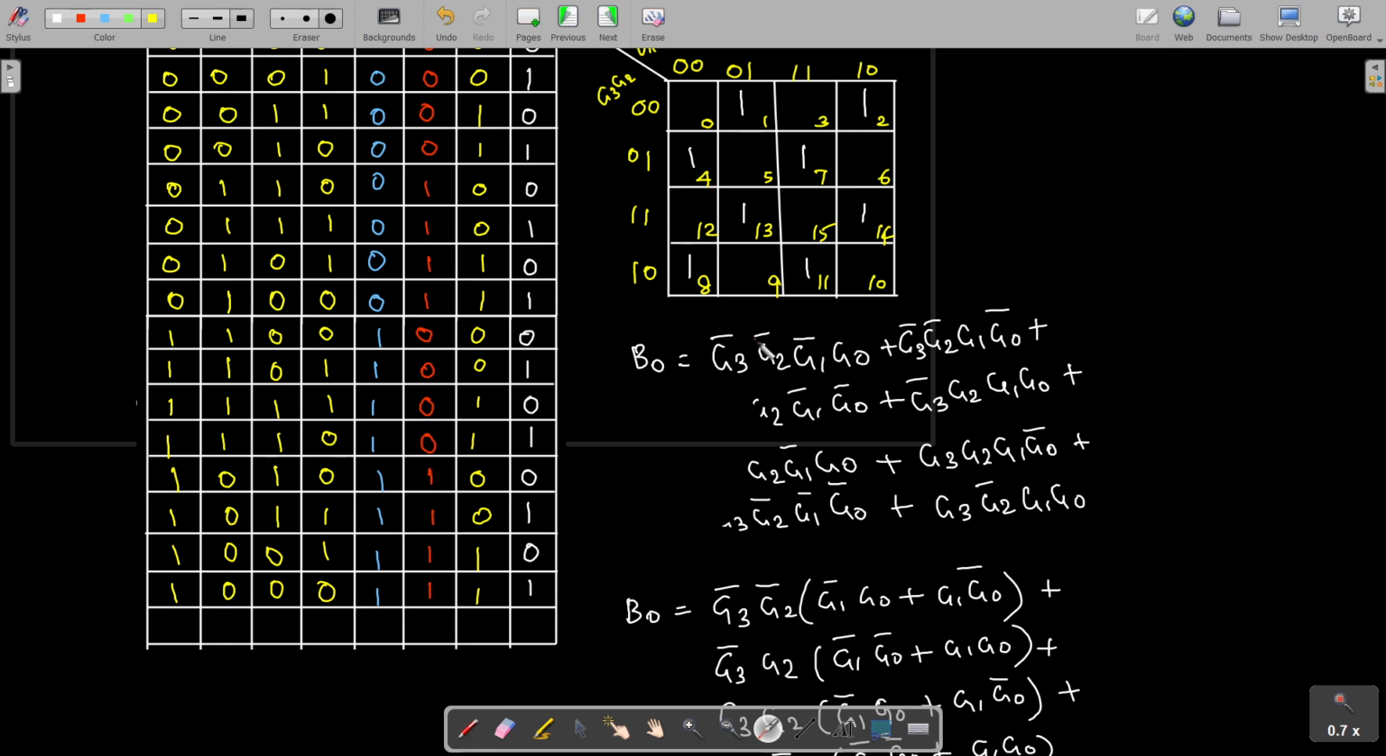the expression. Okay, so this K-map is not needed. You can directly write the expression also. If you want, you can also draw the K-map. It is again another process, another time consuming process.